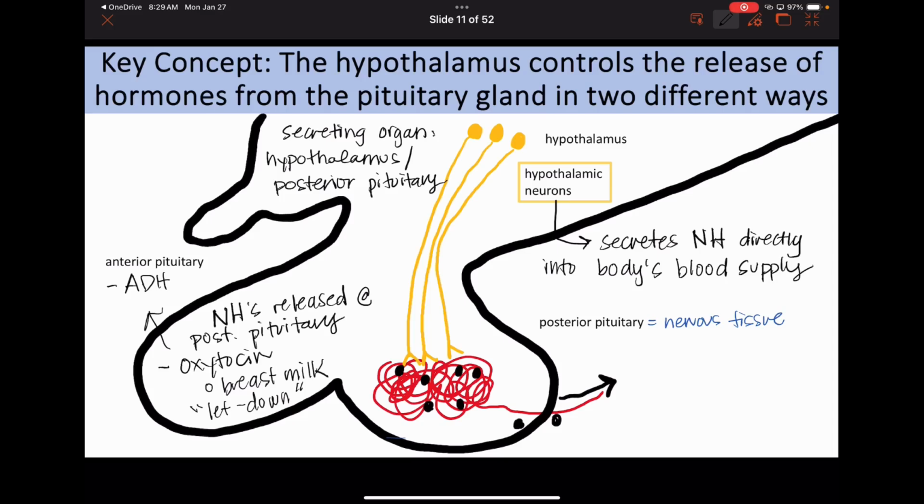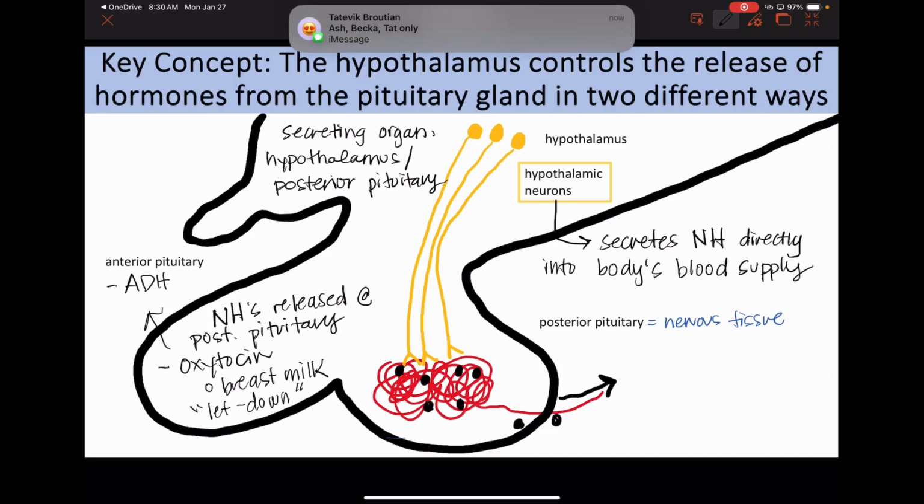Yeah. So for the posterior pituitary, what's the target? For oxytocin, the secreting organ is going to be the hypothalamus / posterior pituitary. But for breast milk letdown, the target would be the mammary glands. We'll talk more about how it's involved in labor, and when it's involved in labor, the target would then be the uterus. And then for ADH, it works on the kidneys. Antidiuretic hormone is for controlling urine production, so the target there would be the kidneys. But we'll talk about that more later in the lecture.